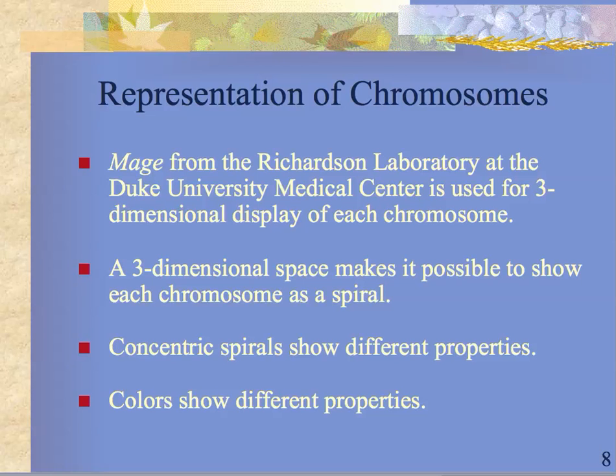I've been using Mage and King from the Richardson Laboratory at the Duke University Medical School for the three-dimensional display of data on each chromosome. And as you'll see in the various other YouTube videos that I've made, it's possible to show each chromosome as a spiral, and then the concentric spirals show different properties, and then color is used to differentiate even further.